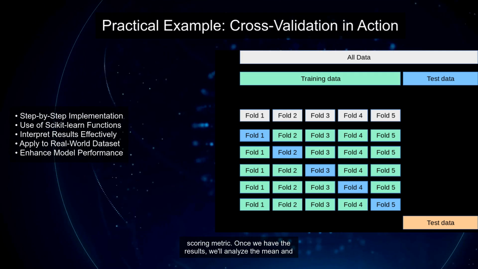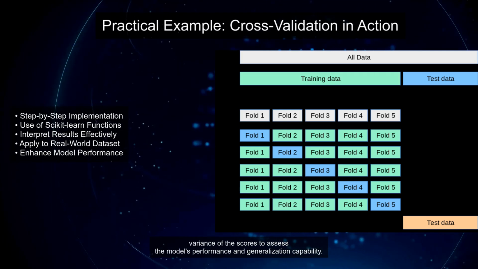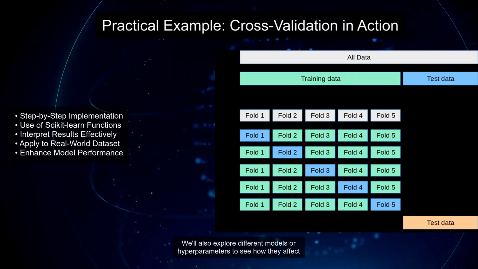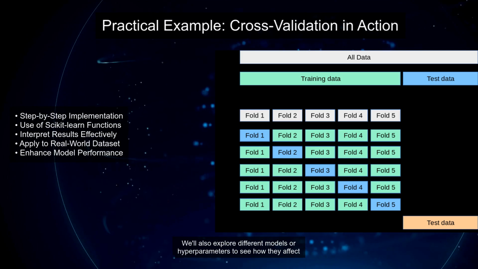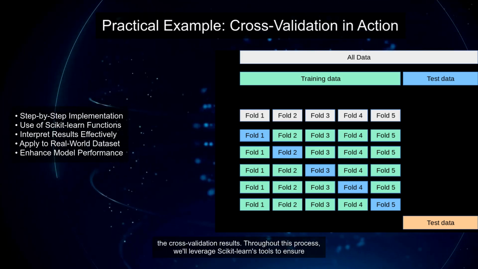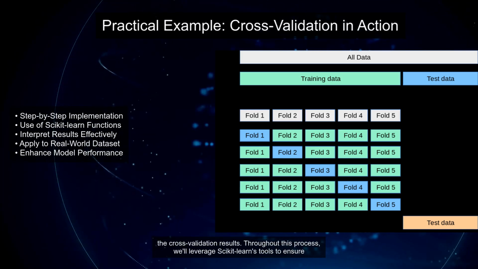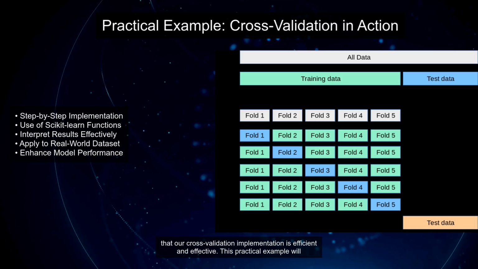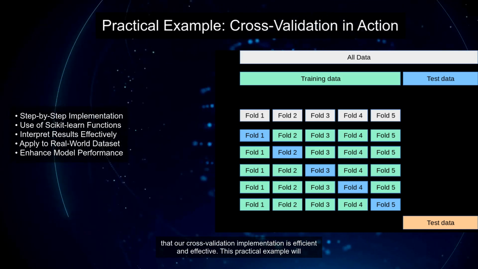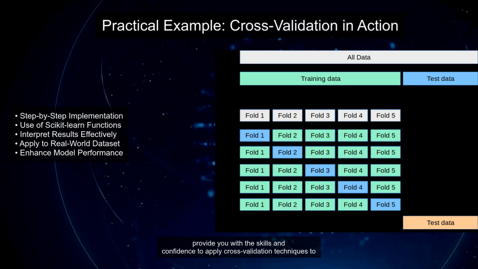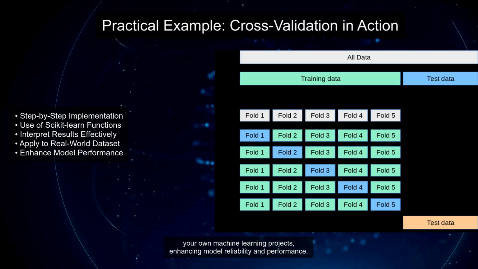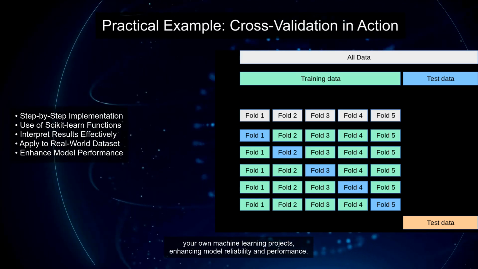Once we have the results, we'll analyze the mean and variance of the scores to assess the model's performance and generalization capability. We'll also explore different models or hyperparameters to see how they affect the cross-validation results. Throughout this process, we'll leverage Scikit-learn's tools to ensure that our cross-validation implementation is efficient and effective. This practical example will provide you with the skills and confidence to apply cross-validation techniques to your own machine learning projects, enhancing model reliability and performance.